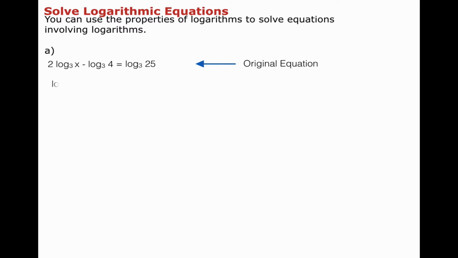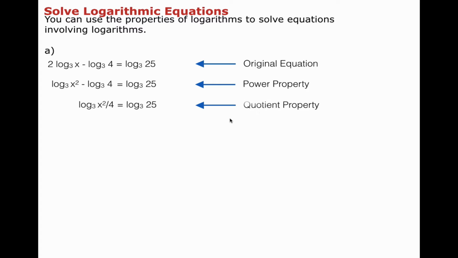All right, so this is what we start with. And so we can go backwards. This is the product property, because if we have a 2 in front, we can say that is an exponent. I said product, but I meant power. It's the power property, because we had a coefficient, and we can make it our exponent. And then now we can combine this subtraction. They have the same base, and subtraction was the quotient property.